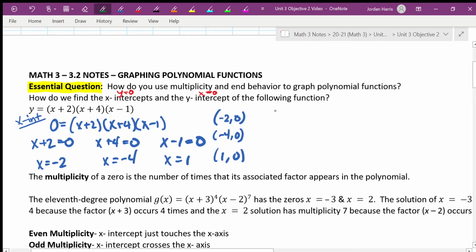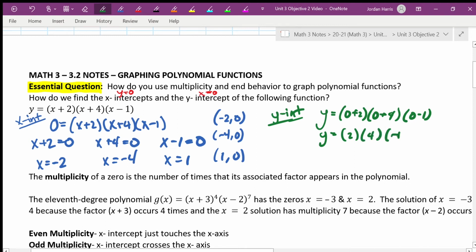Then we can also find the Y-intercept. Plug in x equals 0. So y equals (0 plus 2)(0 plus 4)(0 minus 1). So simplify, I do the parentheses first, right? Order of operations. Now we multiply. Kind of hard to read that last one, let me fix that. 2 times 4 is 8, times negative 1 is negative 8, so y equals negative 8.